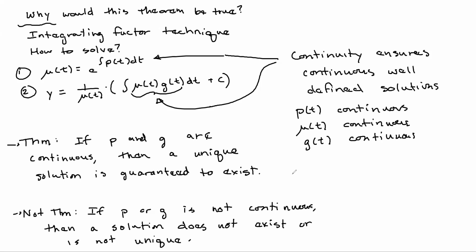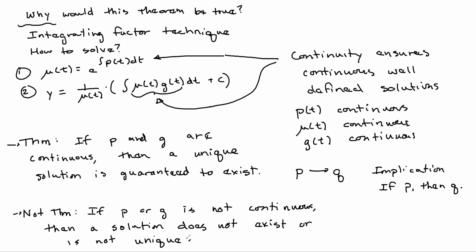The reason I wanted to touch on this briefly is that if you're a student and you're new to theorems and proofs, it's helpful to learn some basic logic principles. Maybe P is not a good choice here, but this is the classic way of writing an implication. It is translated as: if P, then Q. If this is true, then this is guaranteed to be true. If P and G are continuous, then Q is guaranteed to be true.